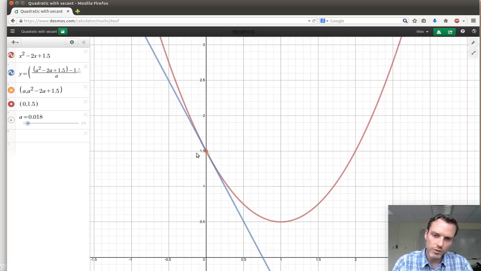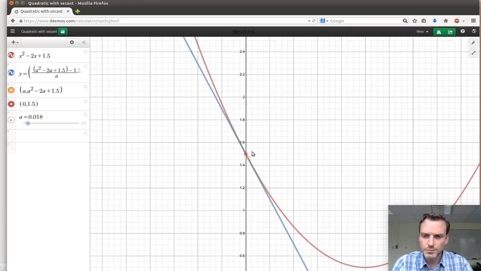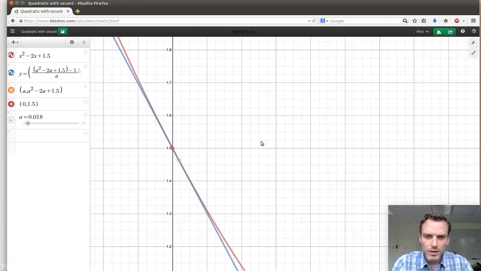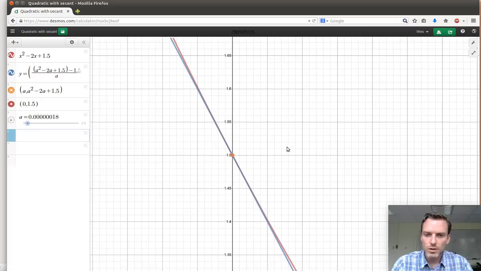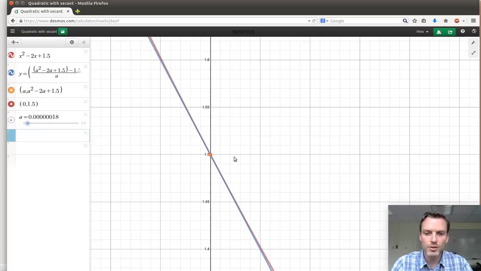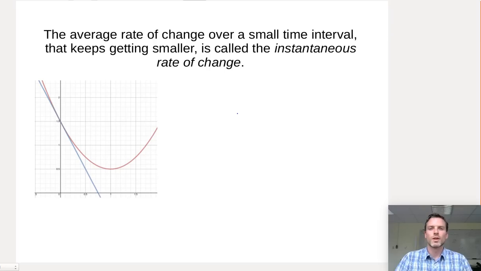You see, the function is decreasing here, the secant line is also decreasing. And if we were to zoom in, you would see that the function and the secant line are very close. They look very, very similar. In fact, if I were to make the points even closer, zoom in a bit more, you can almost not tell the difference between these two at that point. We call the average rate of change over a small interval that keeps on getting smaller the instantaneous rate of change.